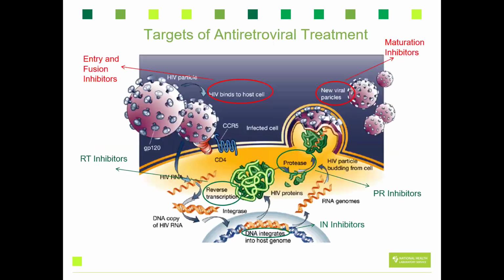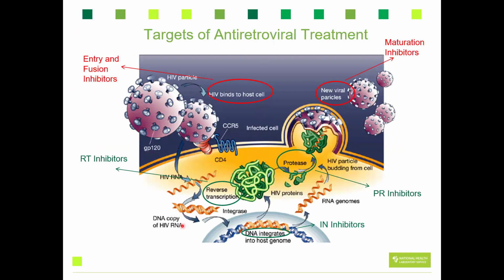So obviously, before we start on resistance, we need to understand that we have different drug classes. Each of these drug classes target different stages in the replication cycle. Okay, here we go. So obviously there are entry and fusion inhibitors that will inhibit the initial stages.